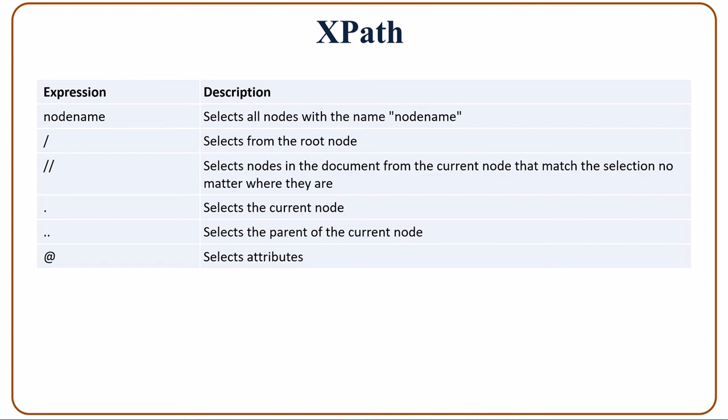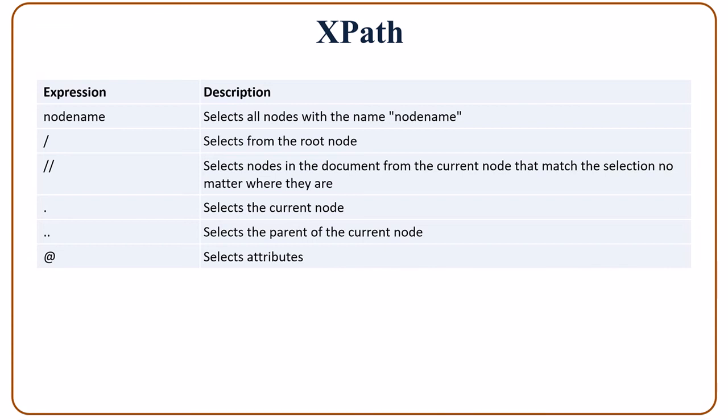So how can we query data using XPath? In the expression column, we have the query, and on the right side we have the description. If we write just the node name, it means that we select all the nodes with the name as indicated in the node name. If we have the /, it means we select from the root node. If we have the double /, it means that we select nodes from the current node that match the selection, and it doesn't matter where they are.